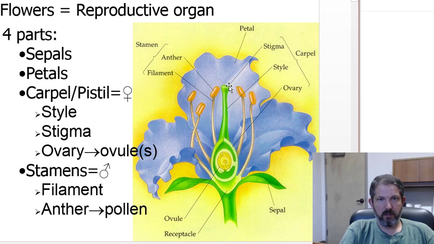look for the female parts, the stigma on a style with the ovary down here. Together, that's called the carpel. So the female parts together is the carpel, the female reproductive structures. The male reproductive structures are the stamens.